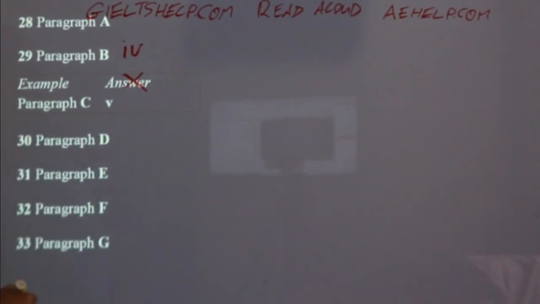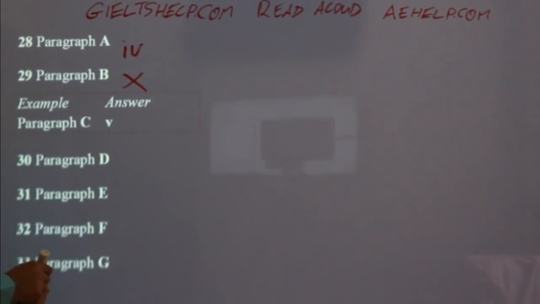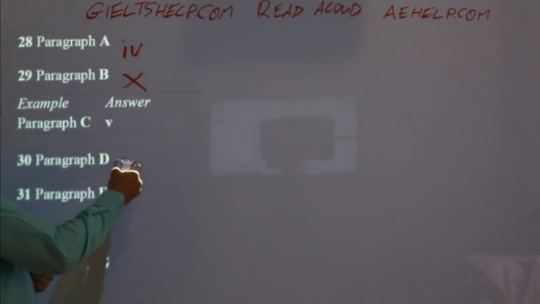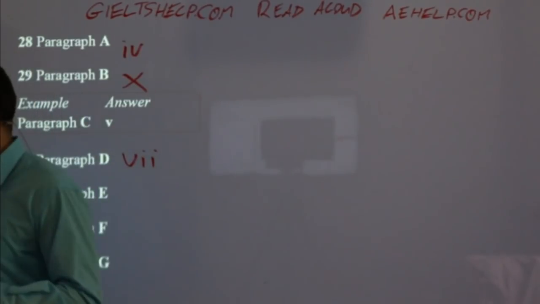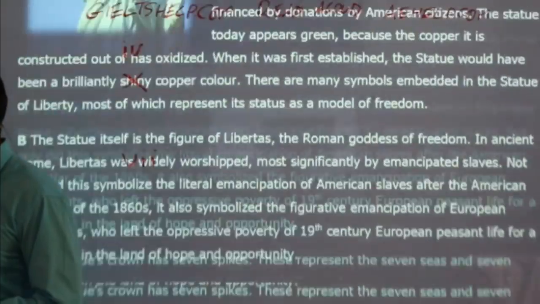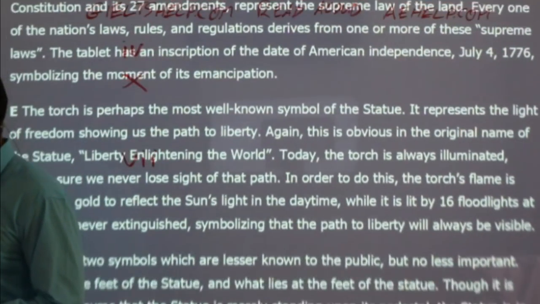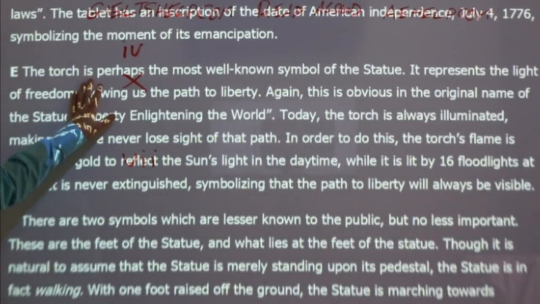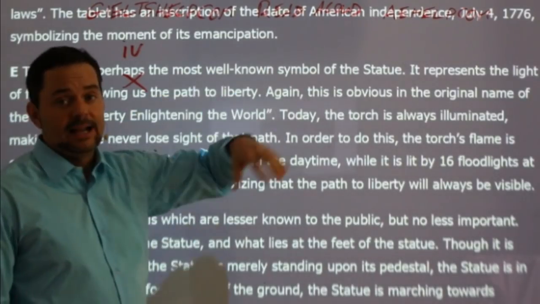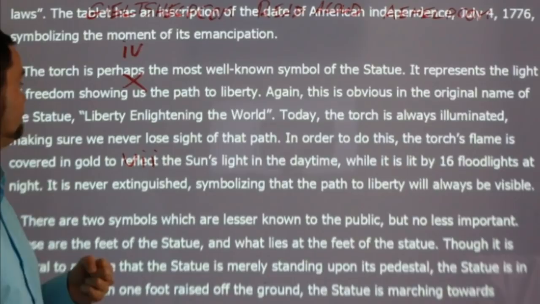Okay, so here we go for question number 30 in this reading section. It is number 7. All right, let's keep going. Here we go, students. E, read with me. The torch, again, read aloud, students. So practice your pronunciation. Read nice and loud with me, okay?